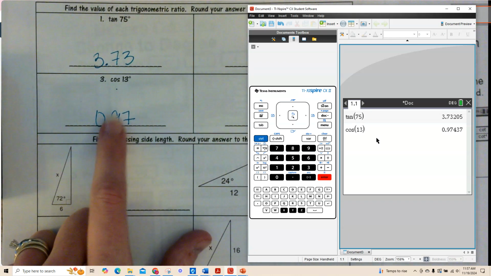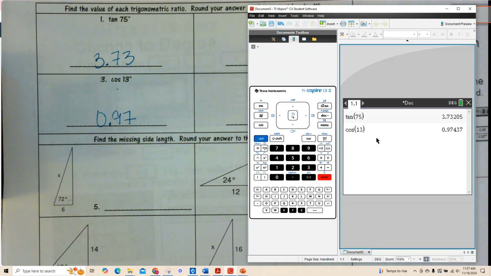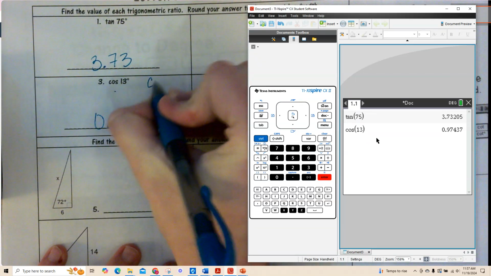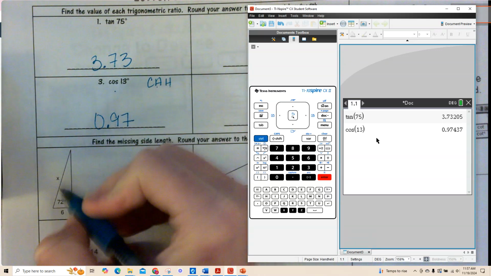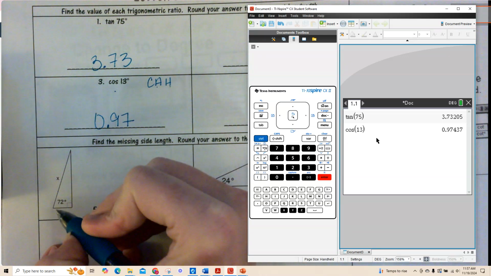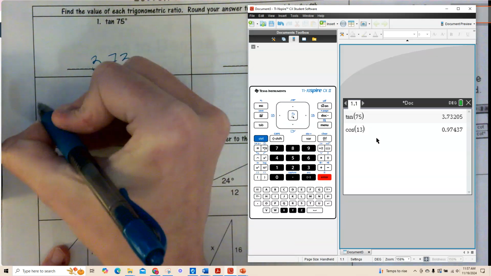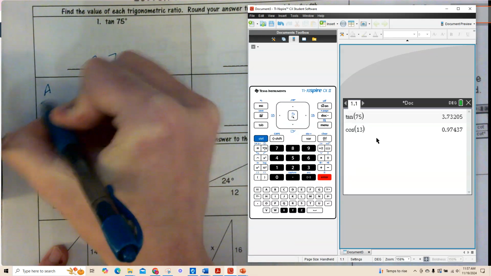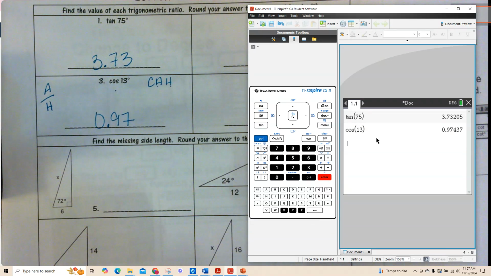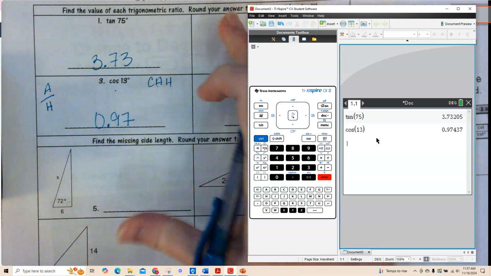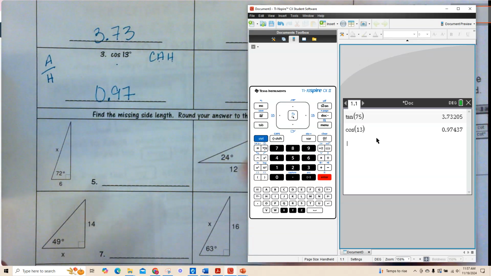So what that number is, it's the ratio between the two sides. So cosine is the adjacent over the hypotenuse. So if I had those actual measurements and I stacked them up like that, adjacent side over the hypotenuse side, that's the number I would get if I would divide those. Okay? So now we're going to find the missing side lengths.